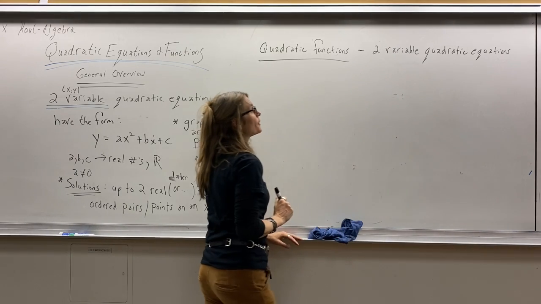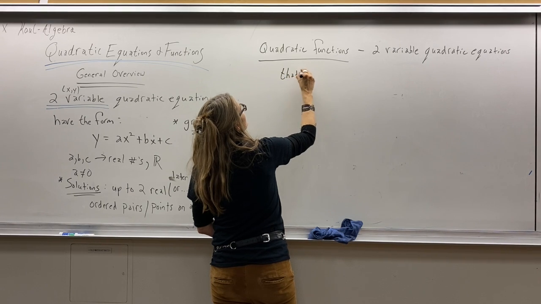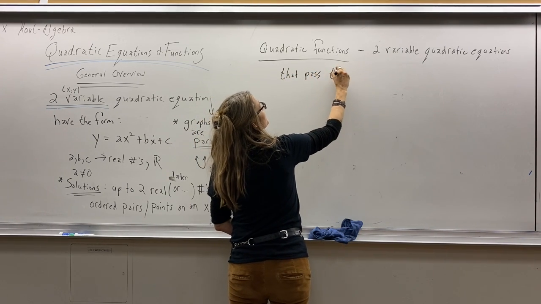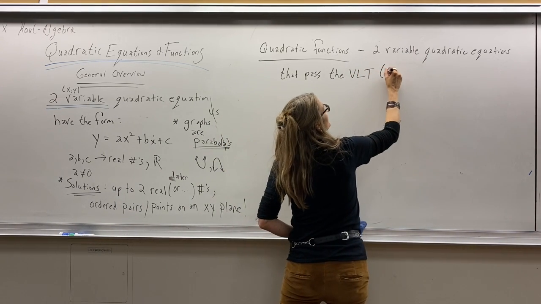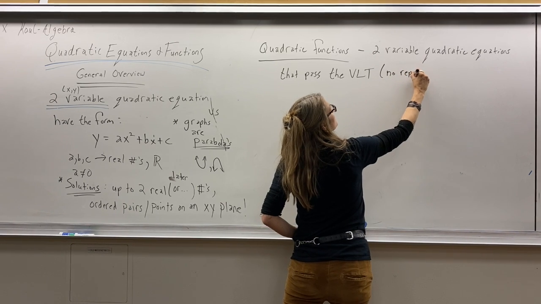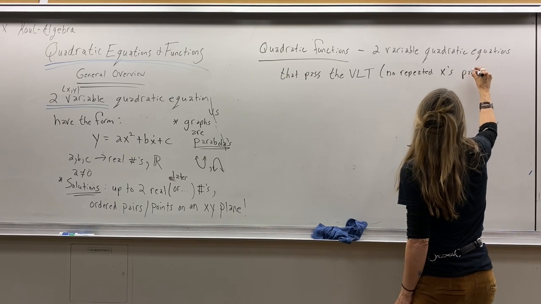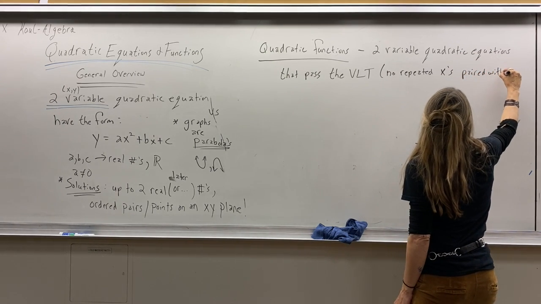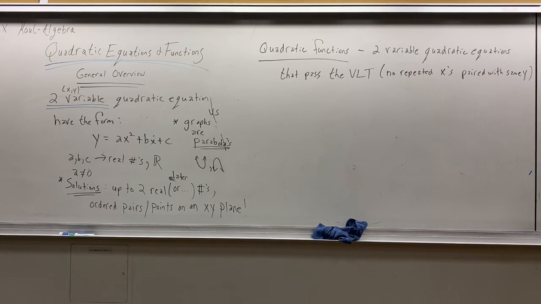So two variable quadratic equations that are functions must pass the VLT, which is the vertical line test, which also says no repeated x's paired with y. We have to have unique x values. So just a reminder on that definition of a function. This is the informal definition I'm putting on there. So if you need to review that, go back and review.